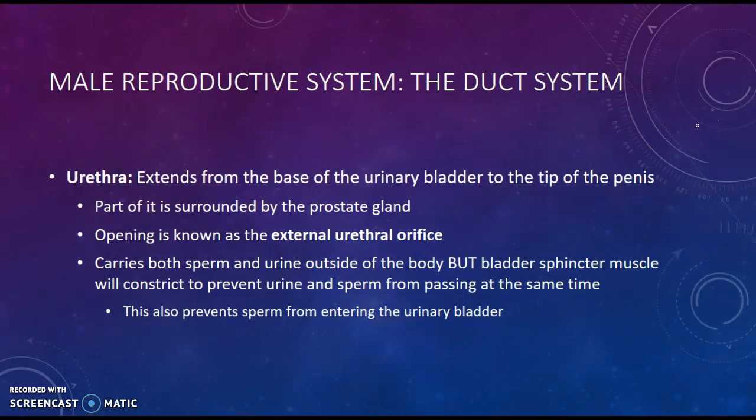The urethra extends from the base of the urinary bladder to the tip of the penis, and this is where sperm exits the body. The opening is known as the external urethral orifice, and it's really important to understand that sperm and urine never mix. You have a sphincter muscle, a round muscle, that constricts when ejaculation occurs and prevents urine and sperm from passing at the same time. So males have a function that keeps them from mixing together.